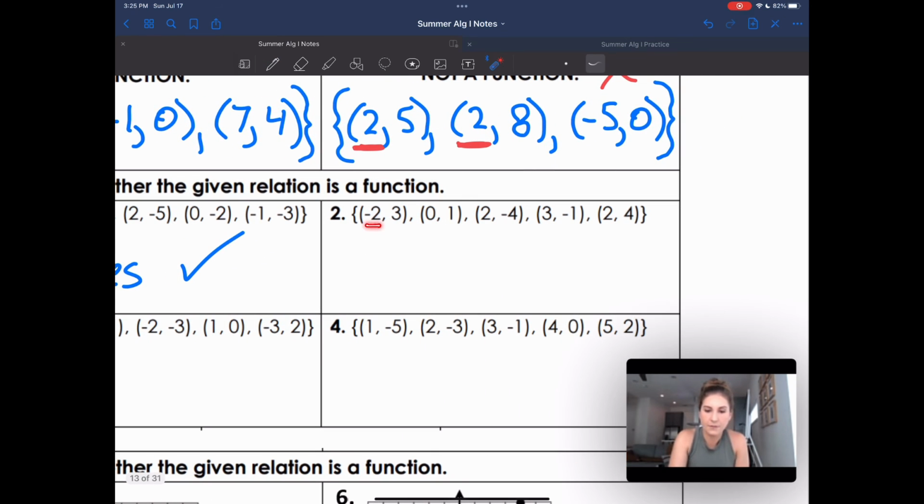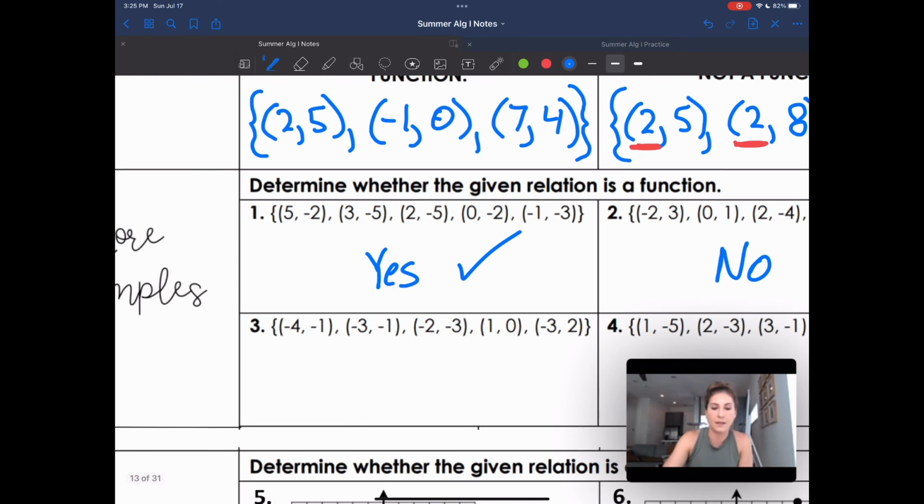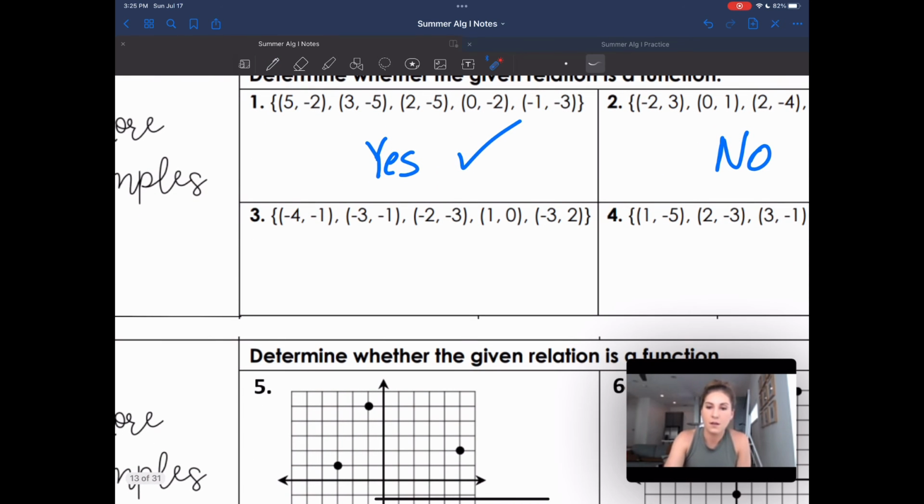Check number 2. Let's see, we've got a -2, a 0, a +2, a 3. Oh, and another +2. Look at these guys. And let's double check. 2 is being mapped to -4 and it's being mapped to +4. That cannot happen in a function. So no, this is not a function. Okay, let's try the rest of these.